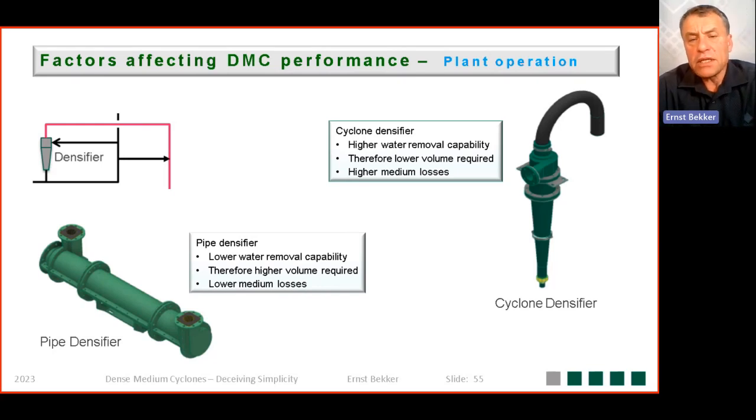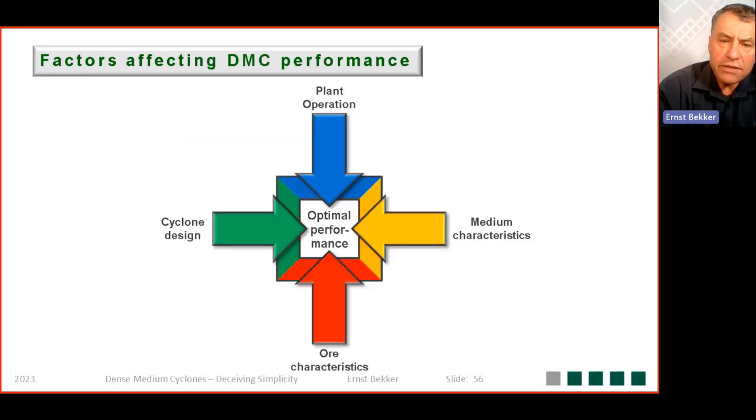But just take note that higher medium losses may occur than when using the cyclone densifier. The cyclone densifier is predominantly used on magnetite circuits, which is coal, and the pipe densifier is predominantly used on ferrosilicon circuits, which is other than coal. On two-stage densification, it's a combination of the pipe densifier and the cyclone densifier.